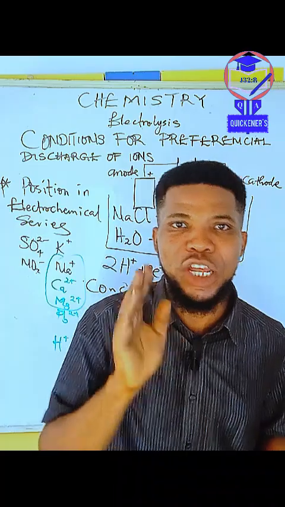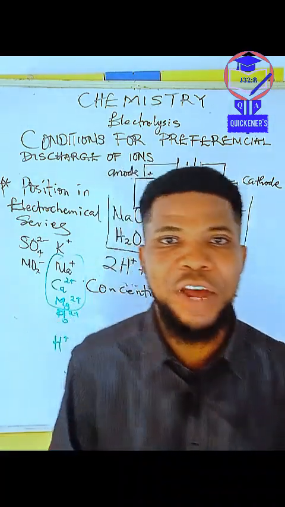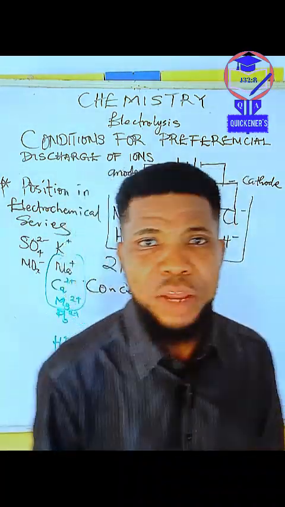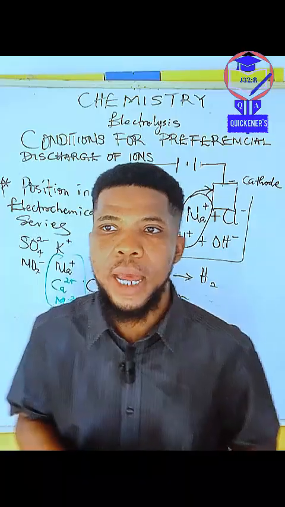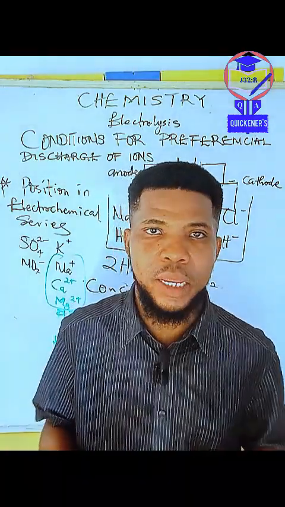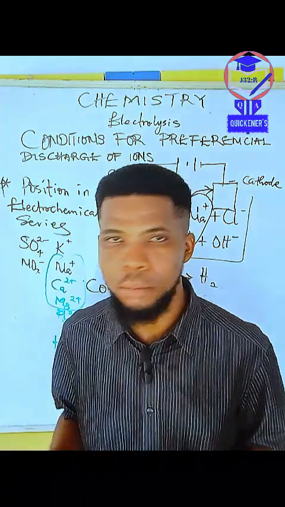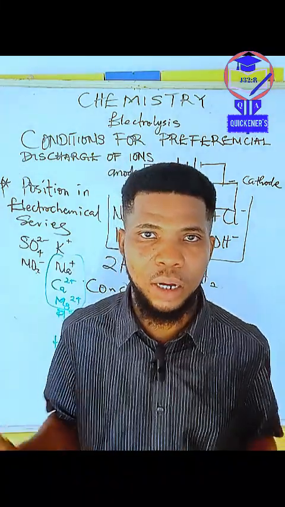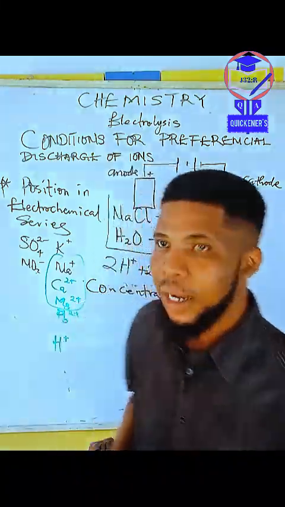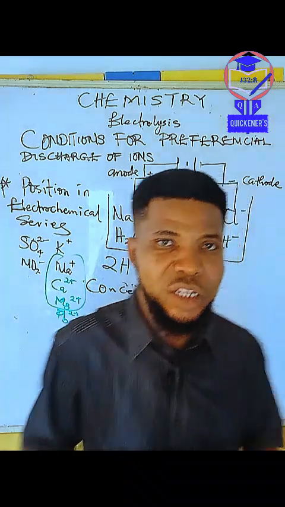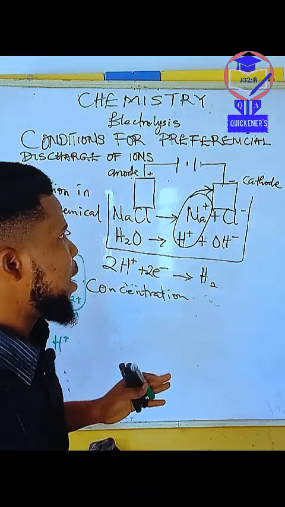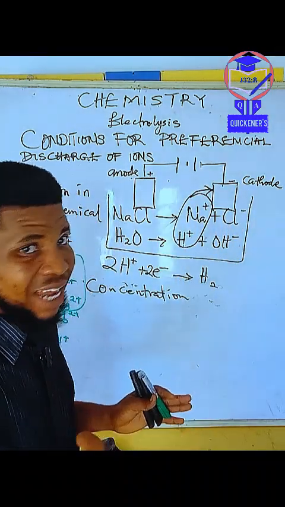And finally, we have the nature of the electrode. This is so important. Why is it important? Because it is employed in the production of different elements, your sodium, your calcium, and all those elements. The nature of the electrode is more important, like I said before.